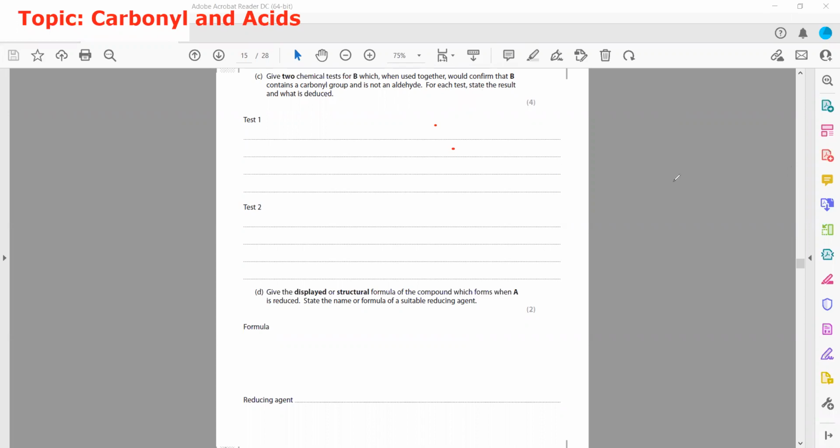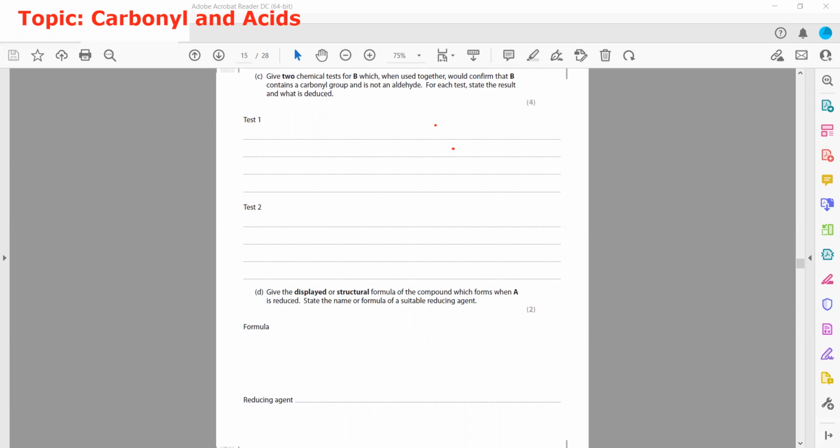For B, you can see it has a carbonyl group at the center, and there are 7 carbon atoms. First, how do we identify that there is a carbonyl group, but that it is not an aldehyde? To confirm the presence of a carbonyl group, we use 2,4-dinitrophenylhydrazine. Whether it's an aldehyde or a ketone, it will give a positive result: a yellow or orange precipitate.